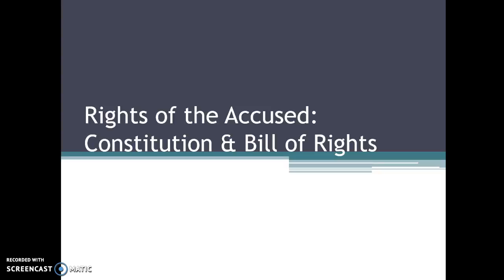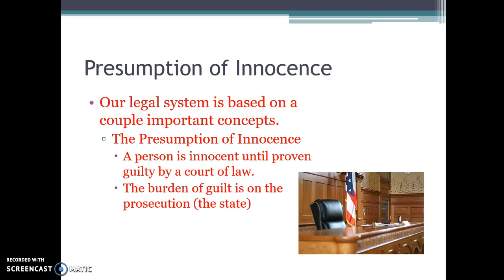This episode, we're going to look at the rights of the accused. Now, at the core of our justice system is the idea that you have the presumption of innocence. And that's the idea that a person is innocent until they're proven guilty in a court of law. In our legal system, the burden of guilt lies on the prosecution.